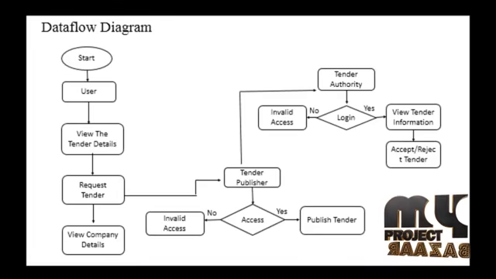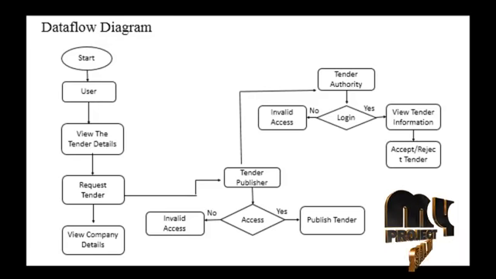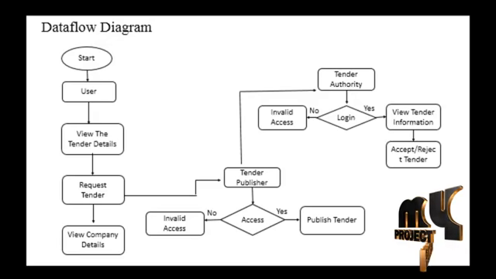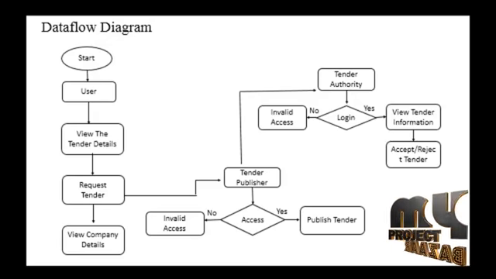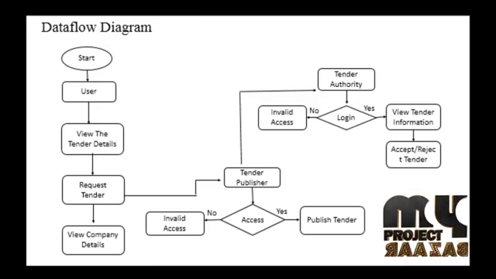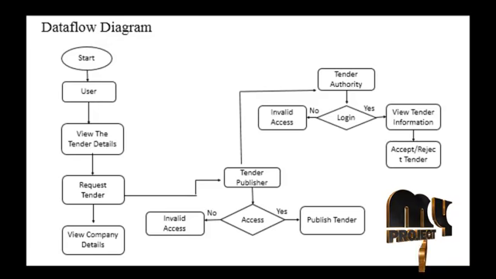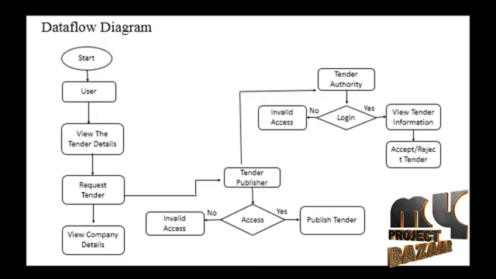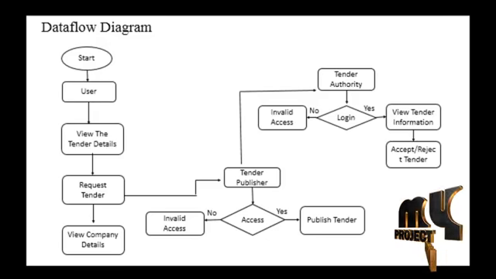Let's see our project data flow diagram. In our project, there are three modules: user, tender publisher, and tender authority. Initially, the tender publisher publishes the tender. An existing tender publisher member can directly log in with his or her username and password. Otherwise, a new tender member registers, then accesses our system. The published tender details are directly viewed by the tender authority.